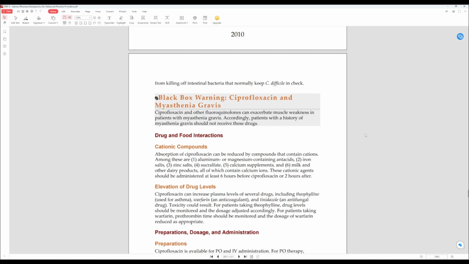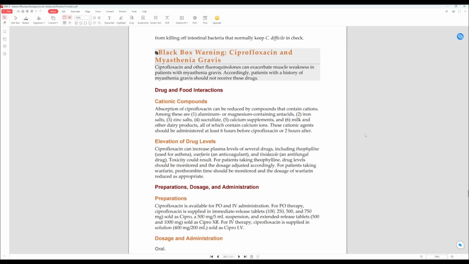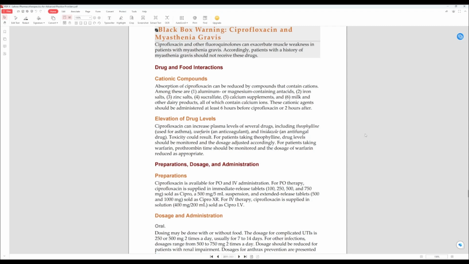Ciprofloxacin and myasthenia gravis. Ciprofloxacin, as well as other fluoroquinolones, can exacerbate muscle weakness in a patient that has myasthenia gravis. Accordingly, patients with a history of myasthenia gravis should not receive these drugs.